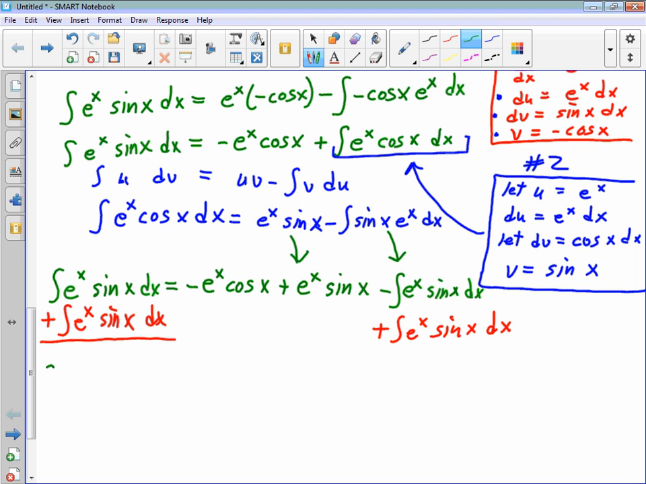So now how many of these do I have? I have 2 times the integral of e to the x sine x dx. It's not that bad. There's 2 of them. Check it out. There's 2 of them. Okay. Then, let's just keep going. I've got equals, bring this down, negative e to the x cosine x plus e to the x sine x. You see what I'm getting at?